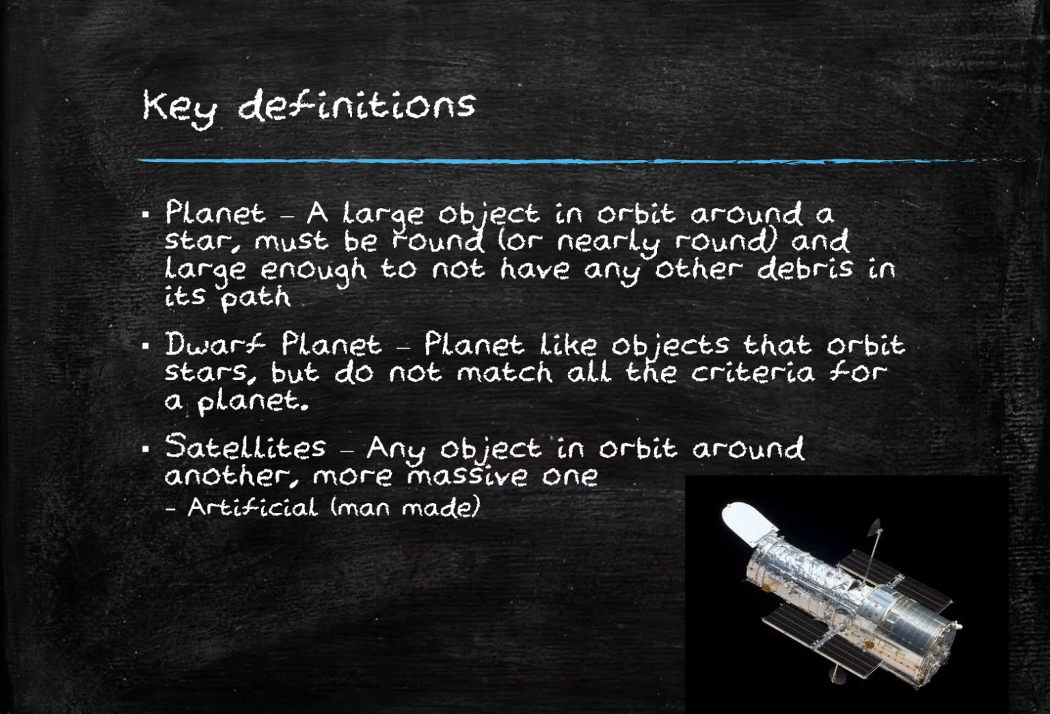Satellites. Another definition we need to be aware of. There are 2 key forms of satellite. Any object in orbit around another more massive one, that is to say an object with more mass.